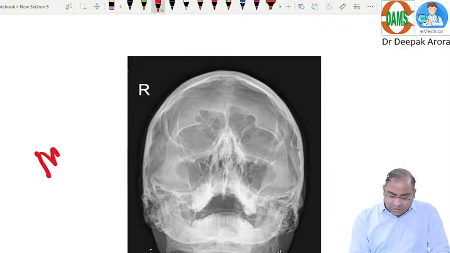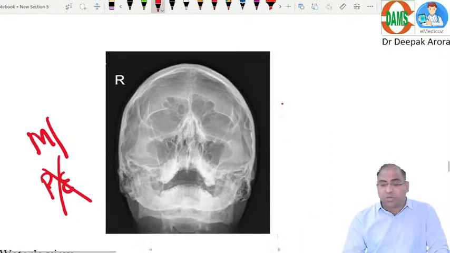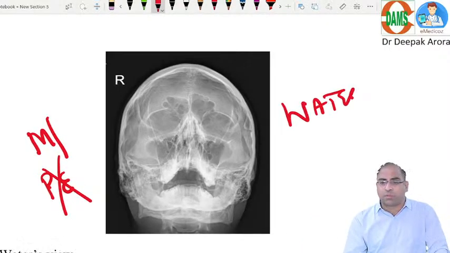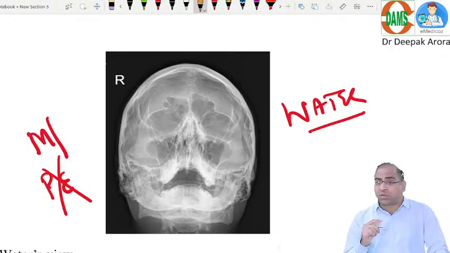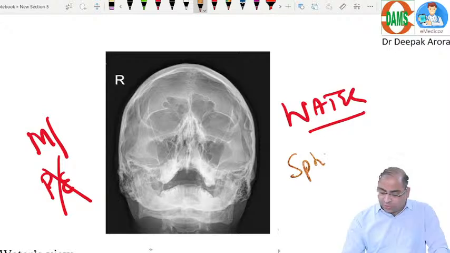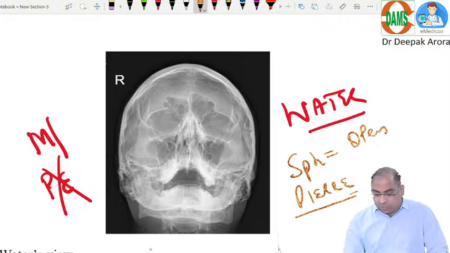For maxillary sinus, which sinus is never visible? Posterior ethmoid, never visible on Waters view. Can you appreciate? It is a broader face, very broad face, Waters view. And if we ask the patient to open mouth, why do we ask? To appreciate sphenoid. So for sphenoid, we ask the patient to open mouth, and that is known as Pierce view. They can ask you these important points.